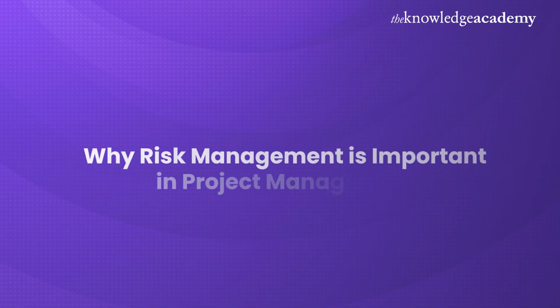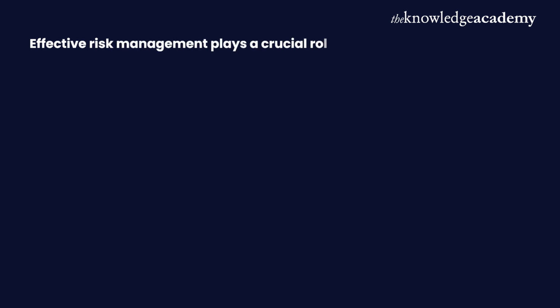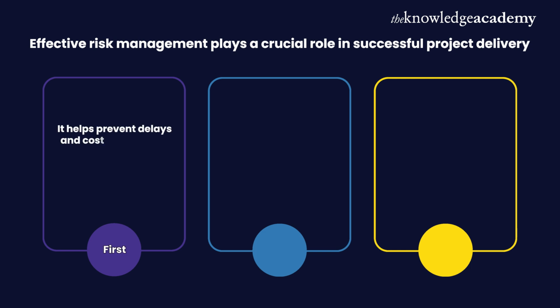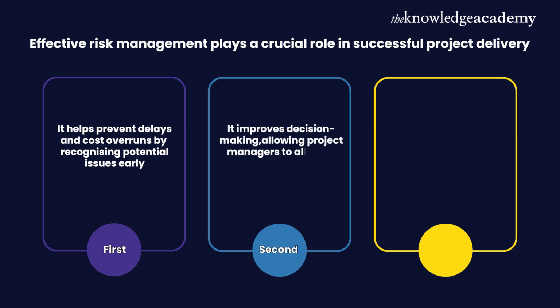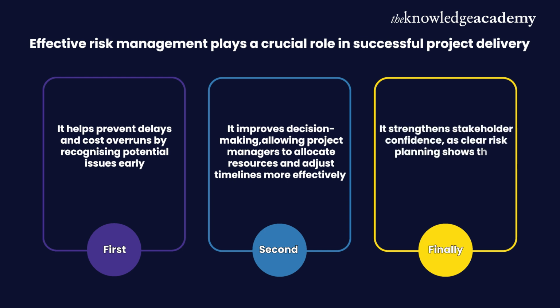Why risk management is important in project management. Effective risk management plays a crucial role in successful project delivery. First, it helps prevent delays and cost overruns by recognizing potential issues early. Second, it improves decision-making, allowing project managers to allocate resources and adjust timelines more effectively. Finally, it strengthens stakeholder confidence, as clear risk planning shows that potential challenges are being carefully considered and controlled.